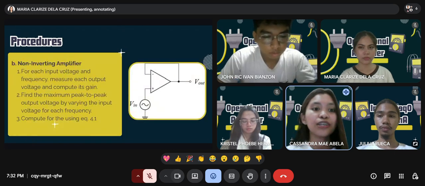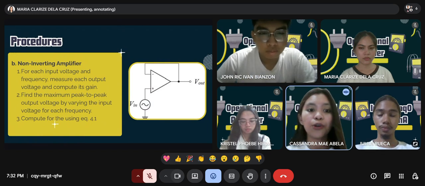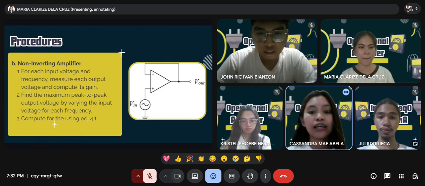For the voltage follower, for each input voltage and frequency, measure each output voltage and compute its gain. Find the maximum peak-to-peak output voltage by varying the input voltage for each frequency. Compute using equation 4.1. This procedure is conducted to verify that the voltage follower maintains a gain close to unity and acts as a buffer circuit for impedance matching.